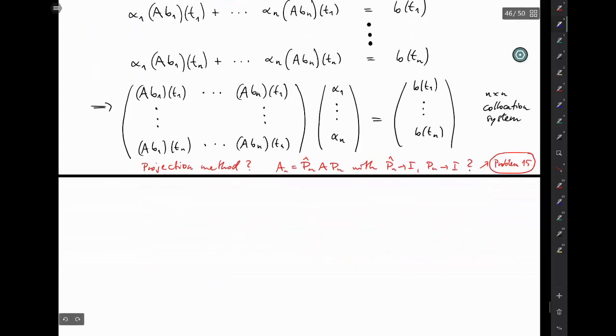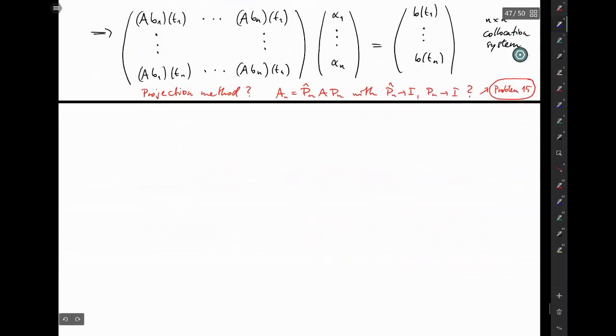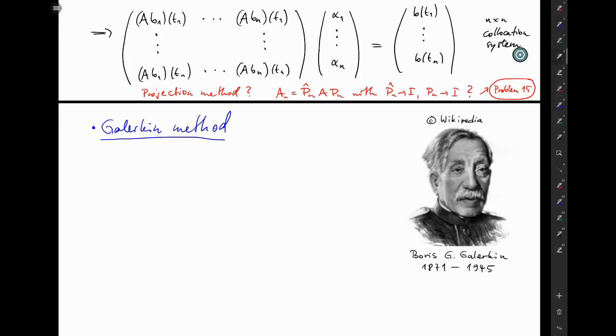Here comes another very popular projection method, the so-called Galerkin method. There was no Mr. Collocation, but there is a Mr. Galerkin, and that's his photograph. So this is Boris Grigorievich Galerkin, an engineer and mathematician.